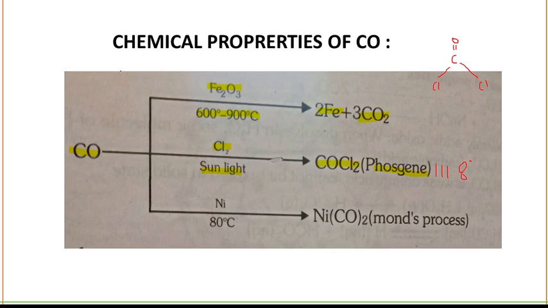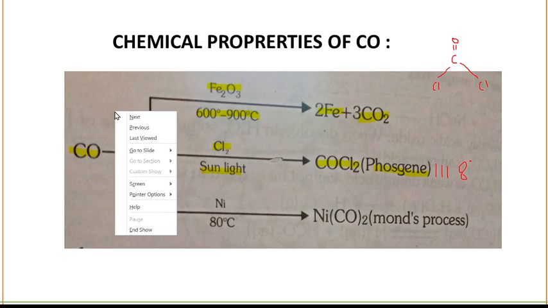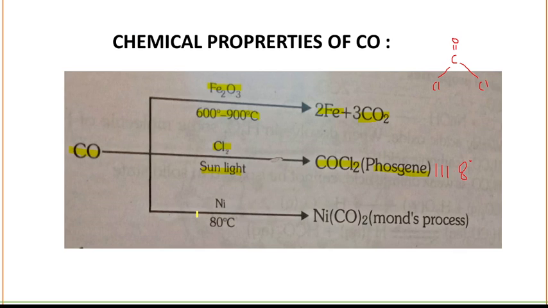The next reaction is when you react carbon monoxide with nickel at 80 degrees Celsius, you will get Ni(CO)4. You have to remember this reaction also. That is, when you react carbon monoxide with nickel at 80 degrees Celsius, you will get nickel carbonyl, and this process is known as the Mond process.